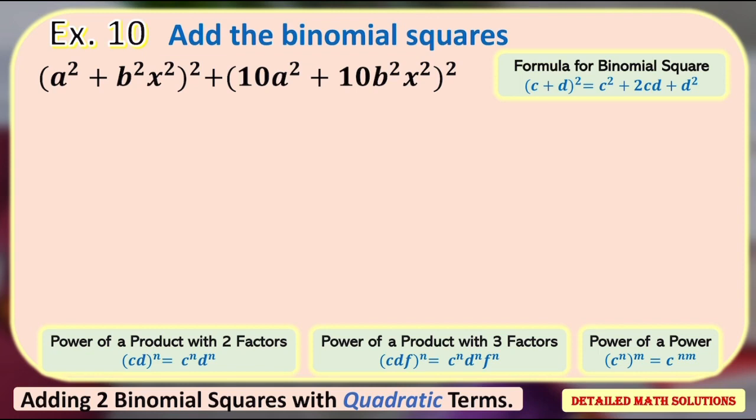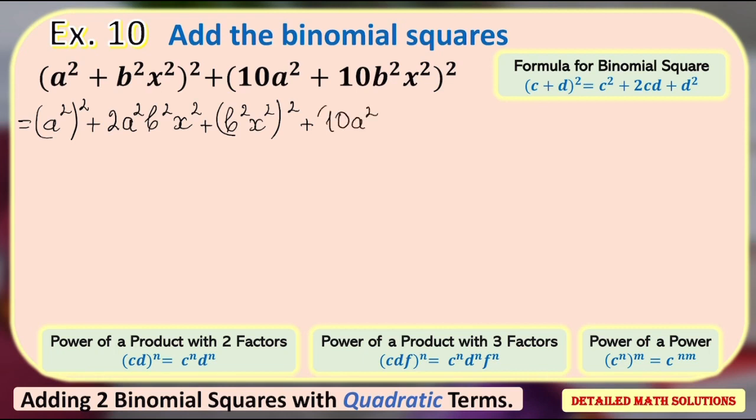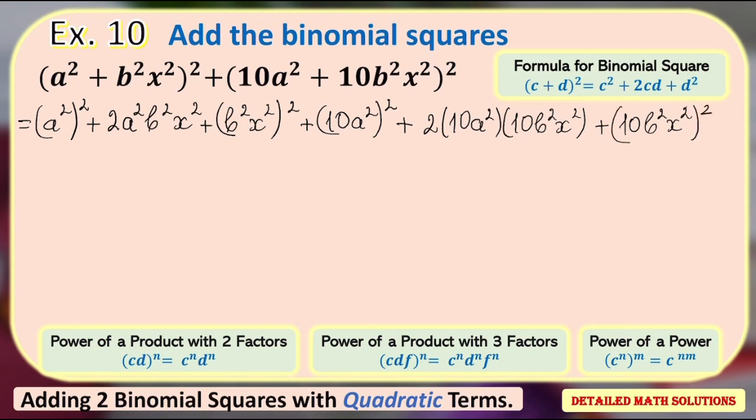When I do that, this equals (a²)² + 2·a²·b²x² + (b²x²)² + (10a²)² + 2·10a²·10b²x² + (10b²x²)².